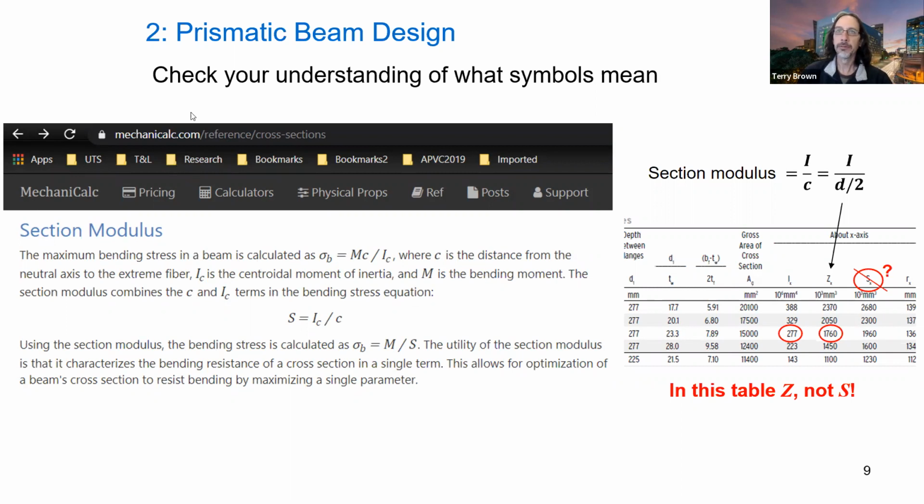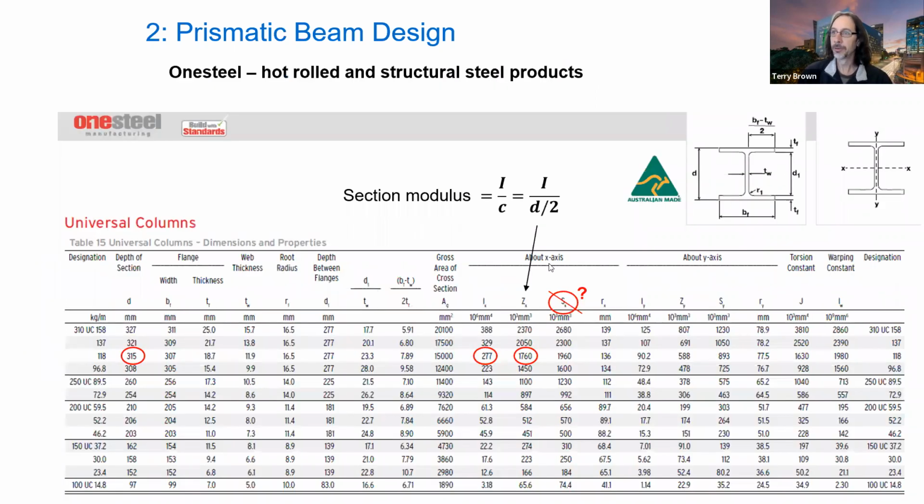Here, looking up and using another online resource, Mechanic Calc, if you haven't come across this before, this is quite a good resource as well. Here we've got our section modulus. They've called it S, the same as I did in my notes. But if you go to this OneSteel catalog and use S, you get the wrong one.